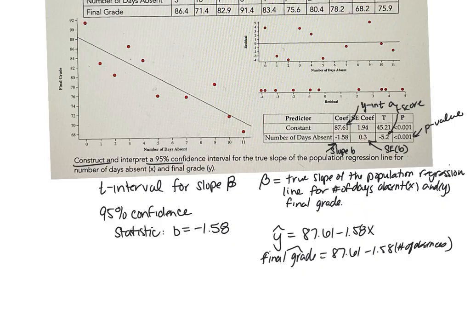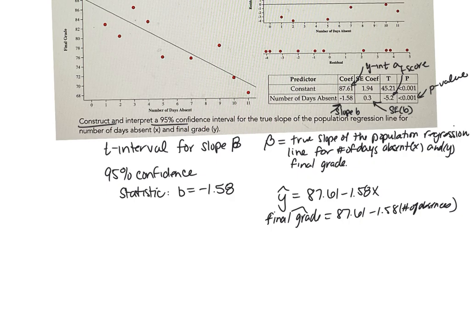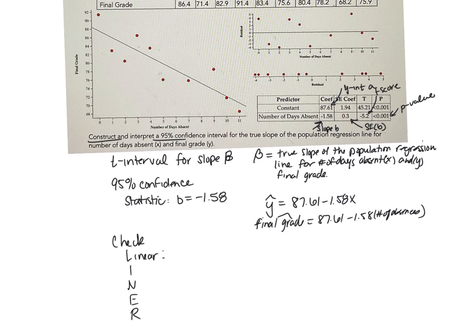So we check our conditions. Okay, that was choose, this is check. We check linear. The first L stands for linear. Does the scatter plot look like it has a linear pattern? So yes, scatter plot. And you need to write this down. You can't just put linear check or L check. You have to write scatter plot has linear pattern. And does the residual plot show no pattern?